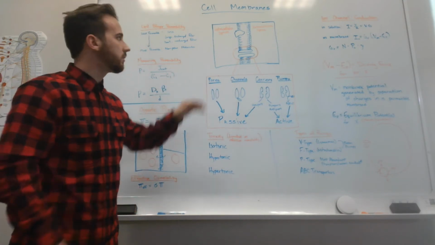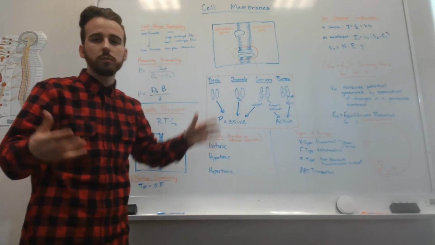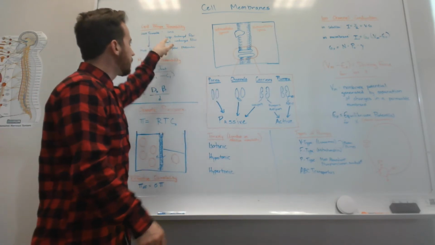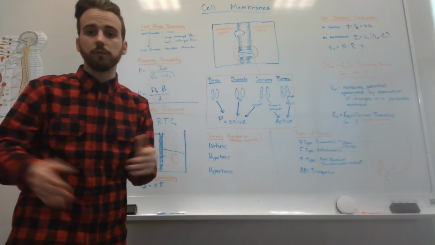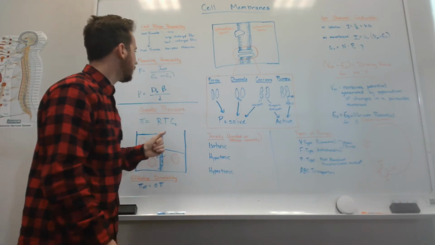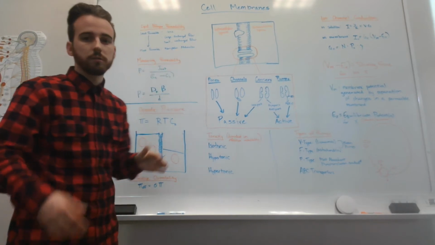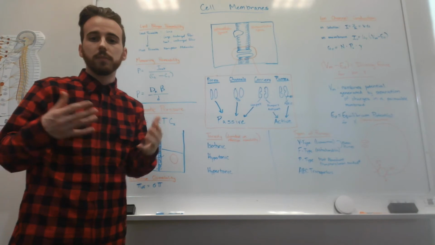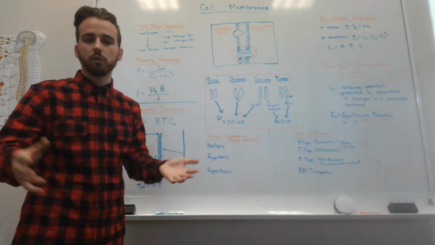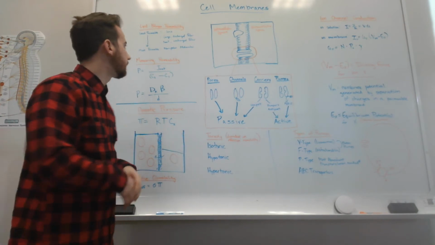Just for reference, an example of a small uncharged polar molecule would be water, okay? And an example of a large uncharged polar molecule would be a sugar, for example, glucose, okay? A nonpolar molecule could be, for example, benzene or something like that, and an ion might be potassium or sodium or anything that's charged like that.